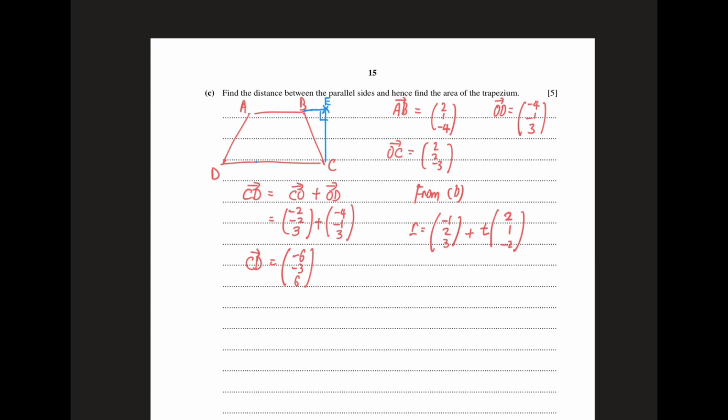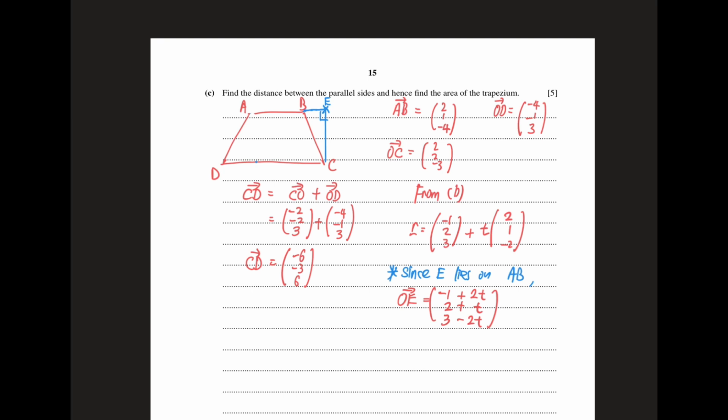I write down a short note first. Since E lies on AB, I can say that my OE can take the right hand side of this form, which is minus 1 plus 2t, 2 plus t, 3 minus 2t. This is my OE.